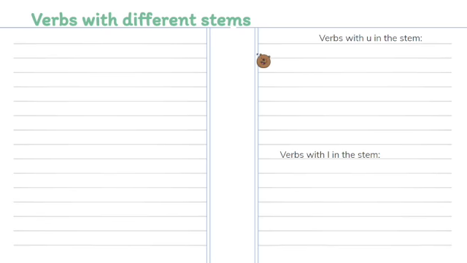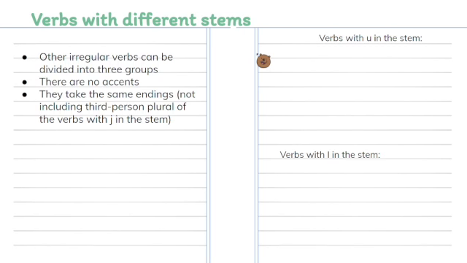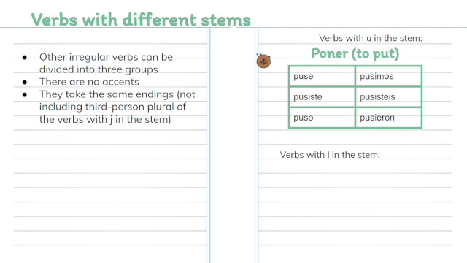There are verbs with different stems. Other irregular verbs can be divided into 3 groups. There are no accents, and they take the same endings, not including the third-person plural of the verbs with J in the stem. Verbs with U in the stem, for example, poner would be puse, pusiste, puso, pusimos, pusisteis, pusieron.